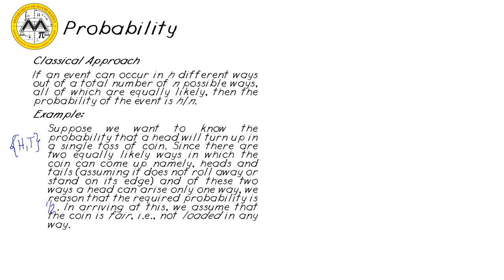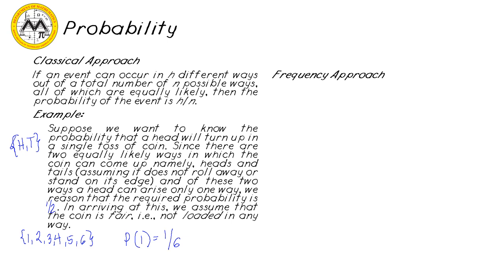Another example under the classical approach is throwing a die. In throwing a die, the possible outcomes would be 1, 2, 3, 4, 5, and 6. So the probability that 1 would come out on a single roll of the die is 1 out of the 6 possible outcomes.